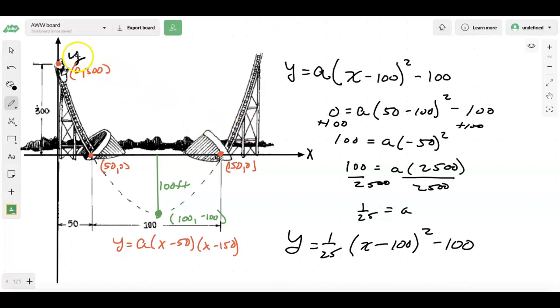Since we are looking from this point to its mirrored cousin on the other side here, a fairly appropriate domain would be somewhere in the neighborhood of 0 from here. We add 50, we have to add another 50 here. So that'll be 0 to 200 feet.